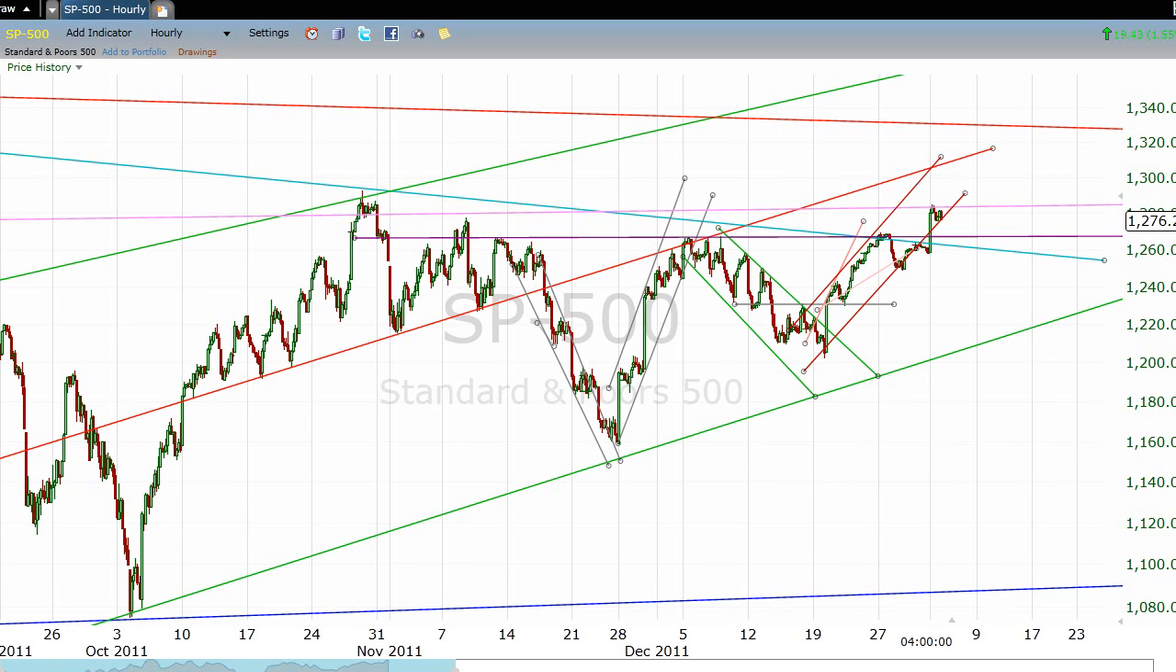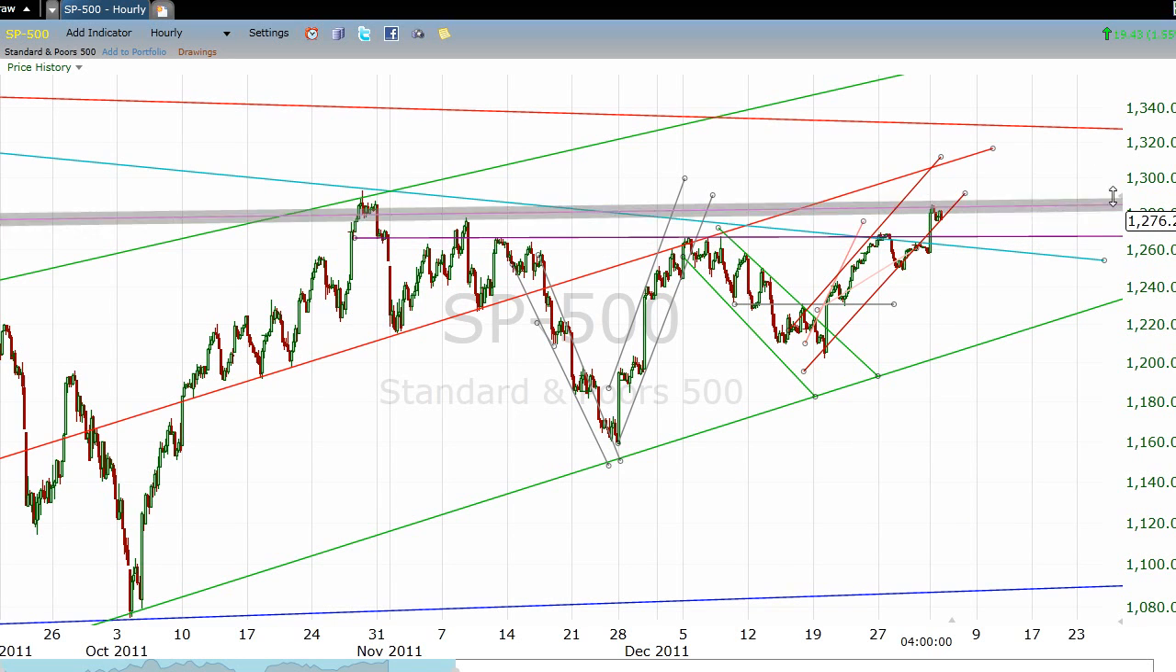What I want to show you today to start with, the most important technical consideration, is that it appears that what we have been looking at as a potential inverse head and shoulders pattern, and it would be kind of a consolidation head and shoulders, not one really at a bottom, but it appears that this pattern broke out today.